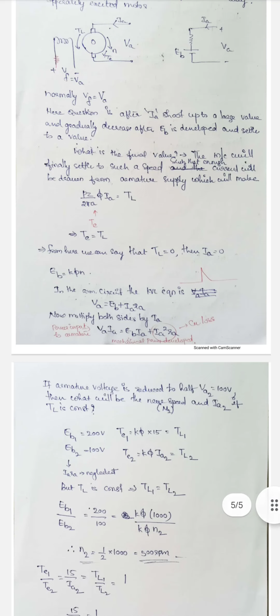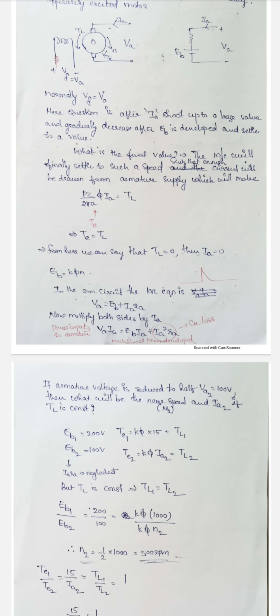Now multiply both sides of this equation by IA, then you get a very meaningful equation. See that you got an equation VA IA is equal to EB into IA plus IA square RA. So this is actually the power balance equation for a DC motor. Can you see that? VA IA is the input to the armature, isn't it? After the field copper loss, whatever comes into the armature, which is VA IA.